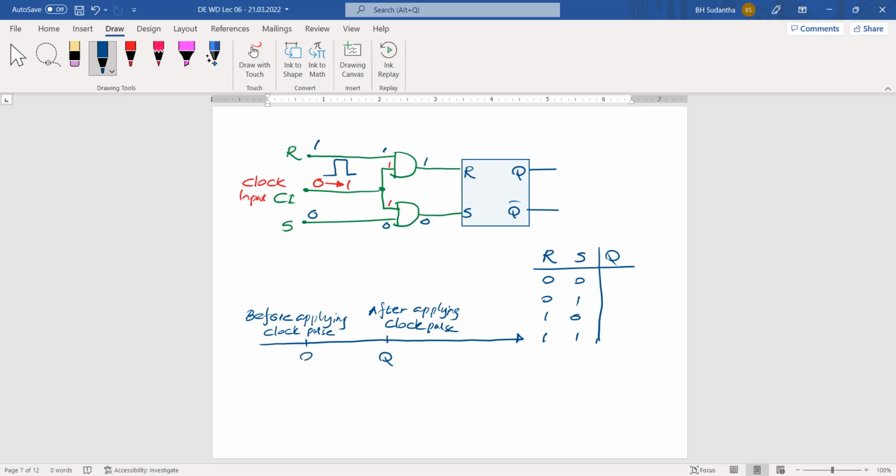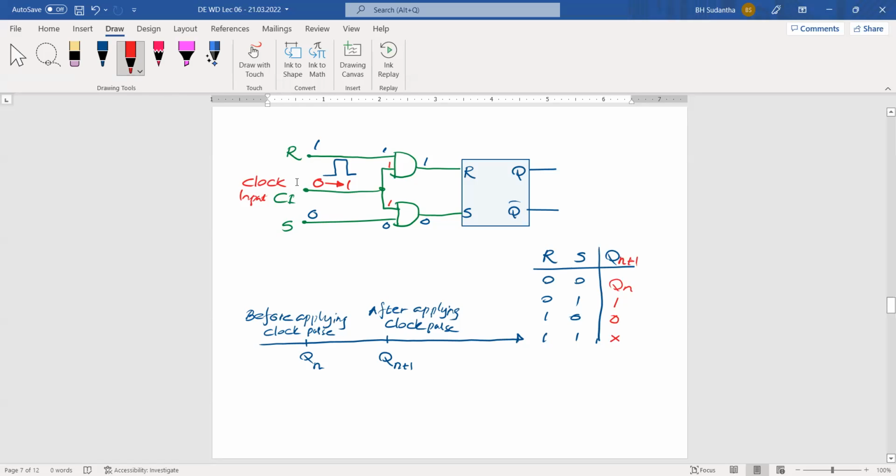Then we have a naming convention here. For this one, we put Qn+1. This is Qn. Then in this truth table, we are finding Qn+1. Here output is 1. Here output is 0. And this is Qn. Qn means previous. Still, this is avoided. This is invalid.